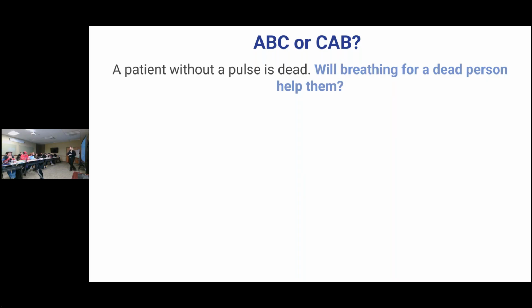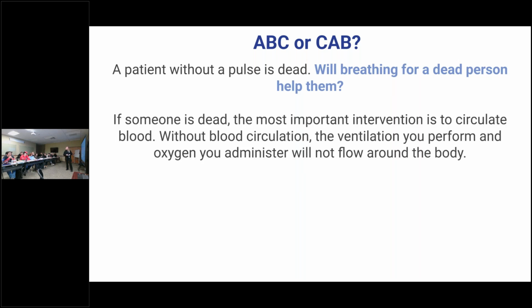So if you come up on a person that does not have a pulse, what is most important, A, B, or C? C, circulation, perfect. Yeah, again, if someone's dead, the most important intervention is to circulate the blood. Without blood circulation, the ventilation you perform and the oxygen you administer will not flow around the body. So CAB for patients with no pulse or breathing.